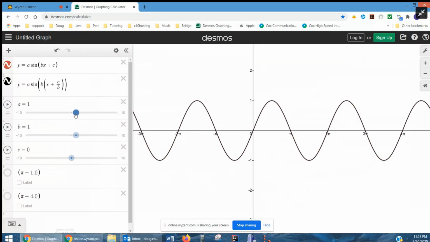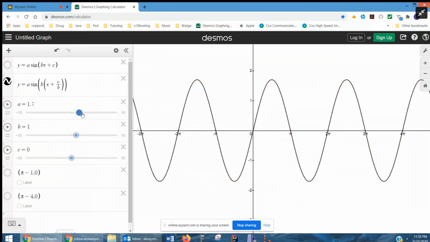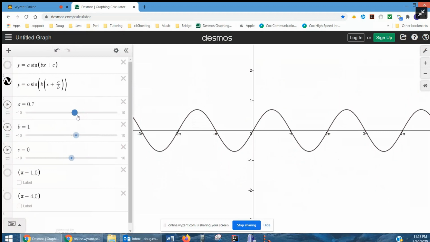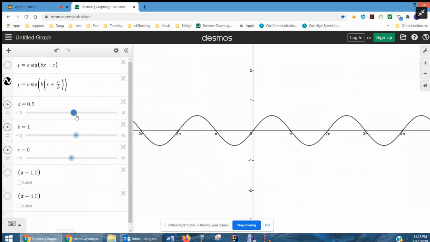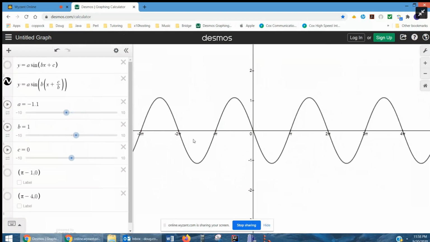Now watch what happens when we change A. Oh, and by the way, these two graphs show that these are equivalent. So I'll leave this with the black version. As A increases, the amplitude increases. If we get less than 1, it just doesn't climb all the way up to 1. And if we go less than 0, it reflects the graph over the x-axis.